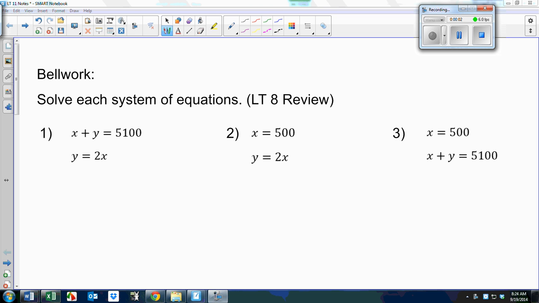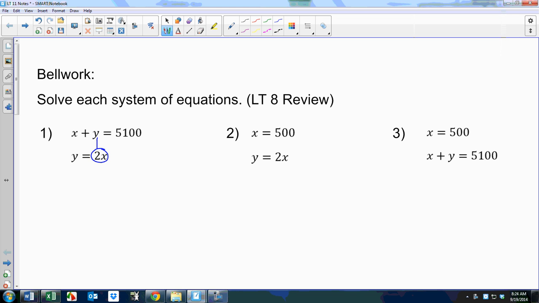All right, in the bell work, we were just reviewing learning target 8 or 7. It could be graphing, but we need to solve the system of equations. When I see y equals 2x in the first one, I think substitution. Hopefully you see that, and that's what you're thinking.